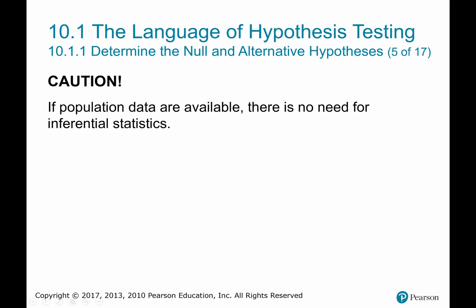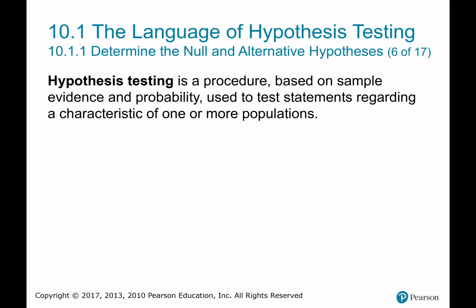If population data are available, there's no need for inferential statistics. So if they give you a list or something, we can actually put the list into the calculator and use that data to do these hypothesis tests. And you do still have to have your null hypothesis and your alternative, but you don't actually know the standard deviation or anything. The calculator will calculate it for you.